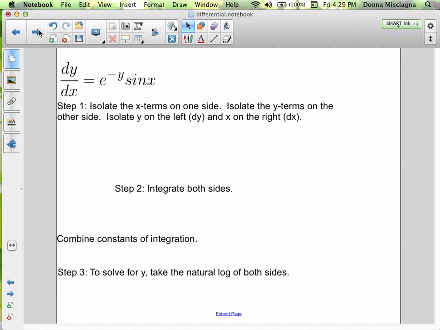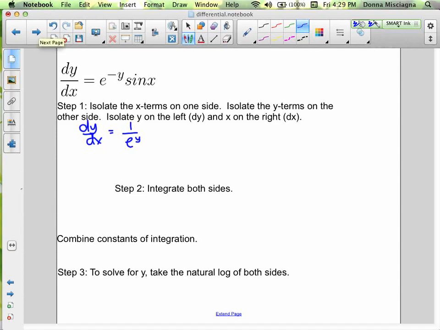All right, here's another one. So I have dy/dx is equal to e to the negative y sine x. I'm going to get our x terms on one side and our y terms on the other side. So I'm going to simplify that first, just because I think it makes it nicer, that e to the negative y. So I'm going to rewrite that dy/dx equals 1 over e to the y, because e to the negative y is the same as 1 over e to the y. The negative exponent makes it the reciprocal. And then sine x. And the reason I like that is now I just multiply by e to the y.